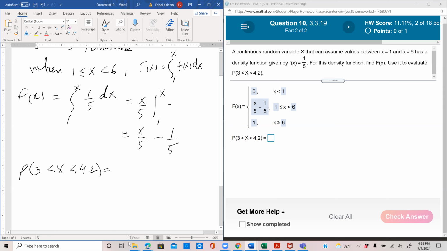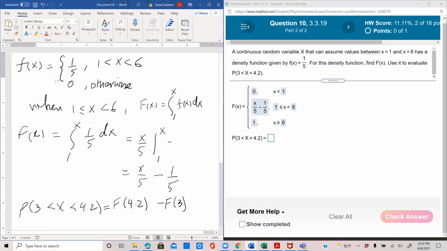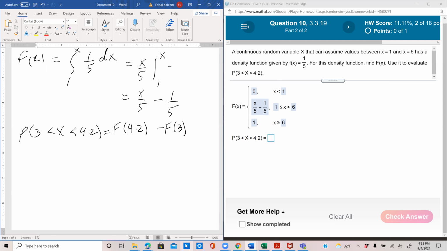What it would be is F(4.2) minus big F(3). That's how they want you to do it, although you could have just integrated the one-fifth function from 3 to 4.2, as we did in earlier problems. So big F at 4.2 would be 4.2/5 minus 1/5, and then minus the big F at 3, which is 3/5 minus 1/5.